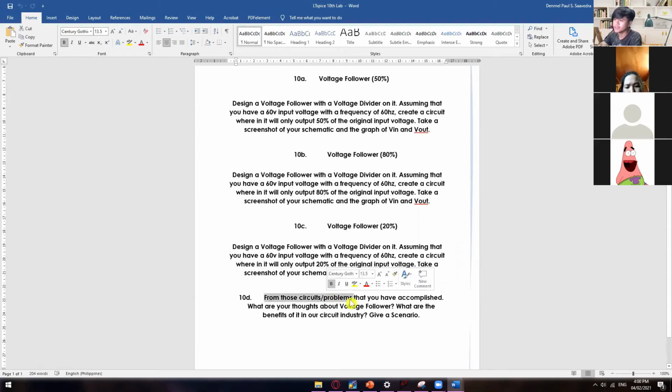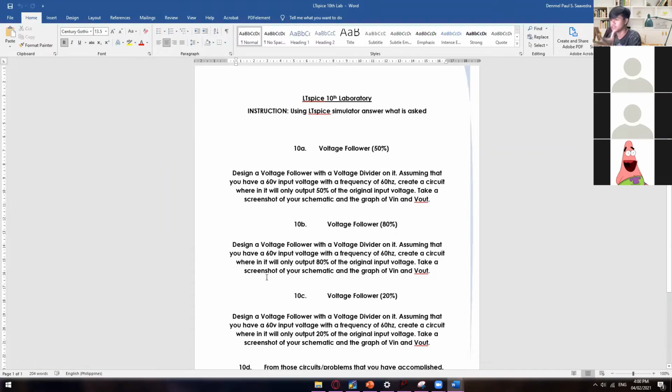From those circuits or problems that you have accomplished, what are your thoughts about voltage follower? What are the benefits of it in our circuit industry? Why do we still use such amplifier or linear applications of amplifier? Give a scenario on this one. Okay. So we have 4 questions under voltage follower.